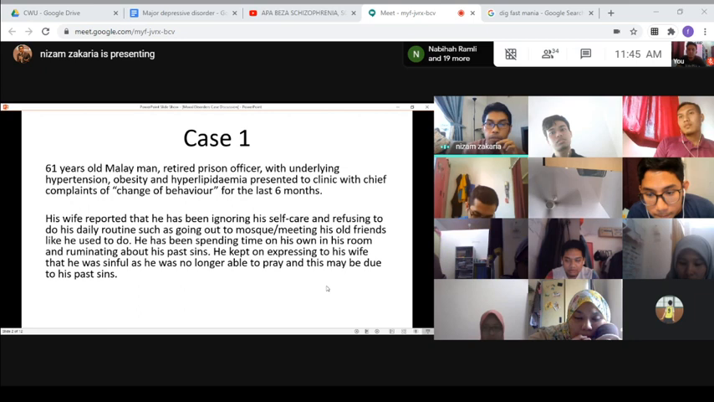Sebab for 61 years old with underlying medical problem, antara substance dan medication yang mana more likely dia ambil? Medication lah kan. Okay, so you just have to think logically. Okay, now the next question is, if you think medication-induced depressive disorder, what medication do you think can cause depression? Parkinson medication. Sorry? Parkinson. Okay, so Parkinson medication. Lagi? Can be antihypertension. Which one? I'm not sure. Beta blocker.